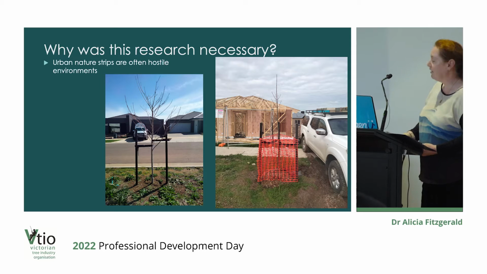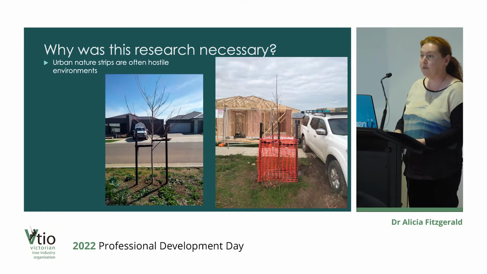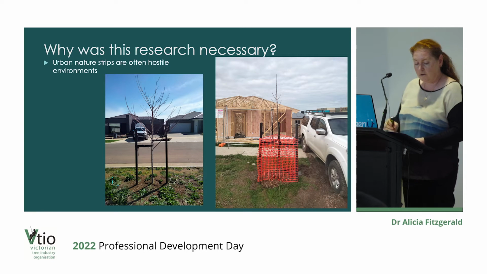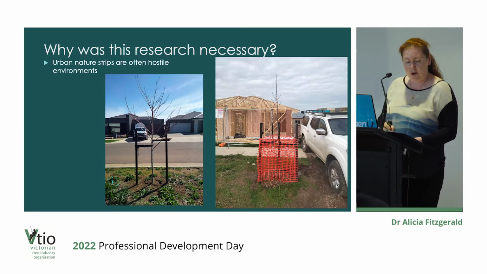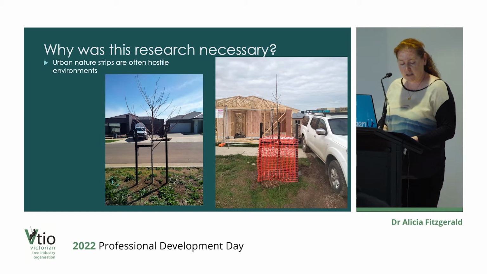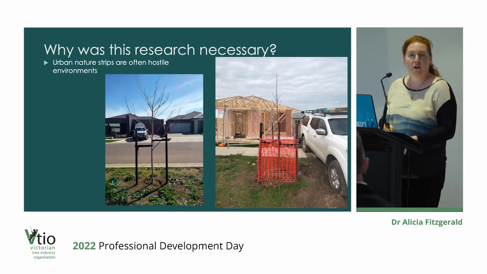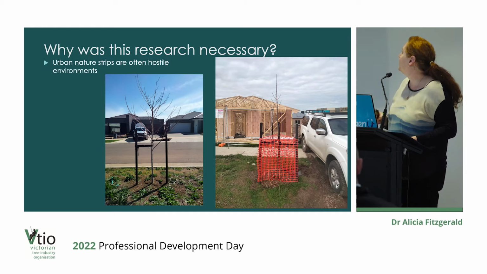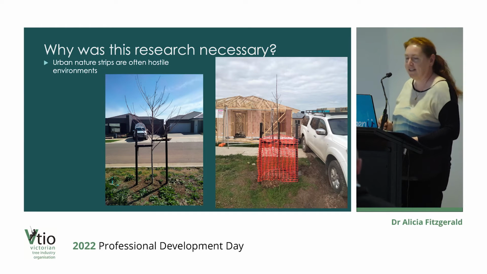So I'd like to start by outlining why this research was necessary. We all know that urban nature strips can be a hostile growing environment for street trees, and this can range from planting trees in new developments, where it's highly likely the soil profile is altered from site cuts to fill soil. The soil may even be compacted by construction vehicles and later by parked vehicles, and here are some examples that I only took a few weeks ago.